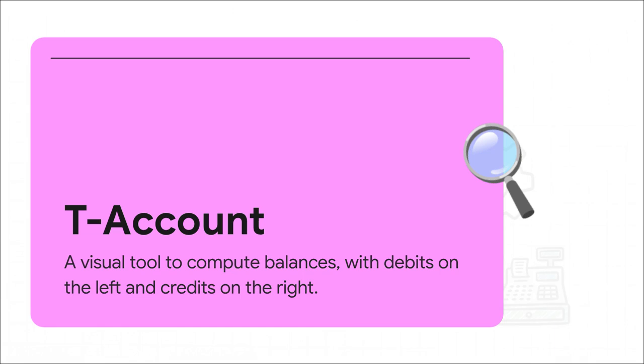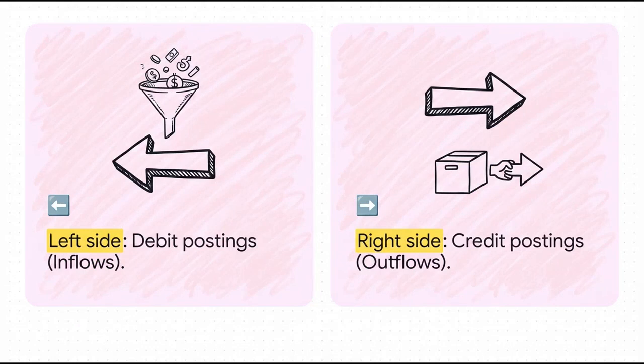As the name suggests, it looks exactly like a giant letter T, and it's a visual tool that represents one individual account. It's specifically designed to help us compute running balances, trace transactions, and really grasp the mechanics of posting. And just like our normal balances, debits are always on the left, and credits are always on the right, no exceptions. Functionally, this T account is a lot like a simple two-column ledger sheet.